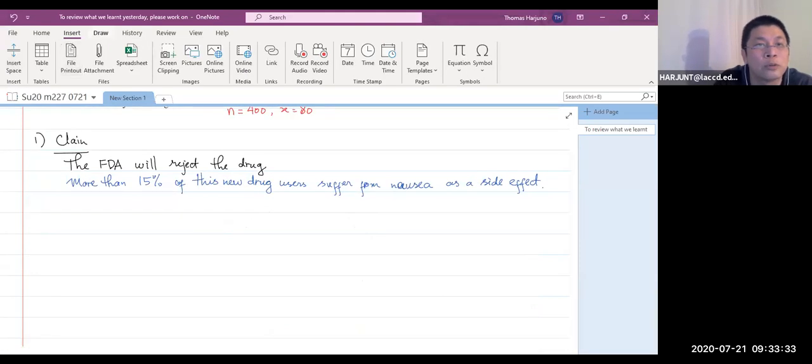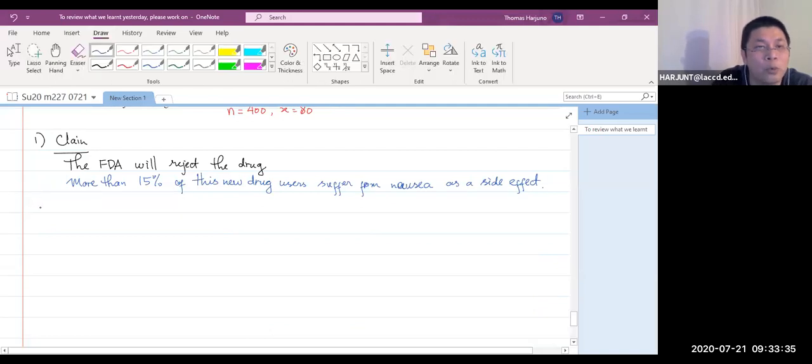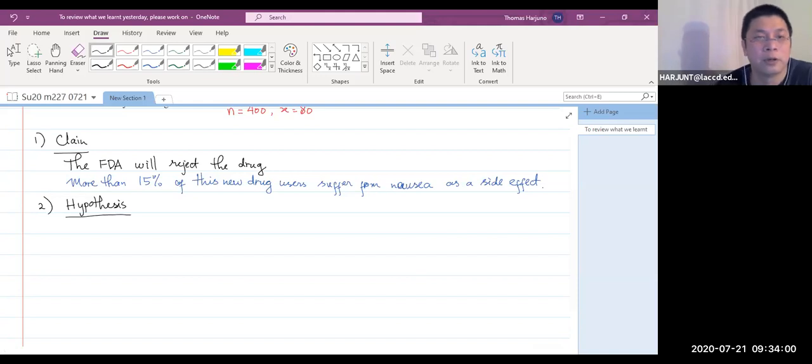Step 2. I prefer the blue one because in that blue sentence there, we actually see the proportion explicitly. Even though I cannot blame you if you say the FDA will reject the drug based on the passage. Now, the thing is the FDA may reject the drug for other reasons, right? So that's why we prefer the blue one.